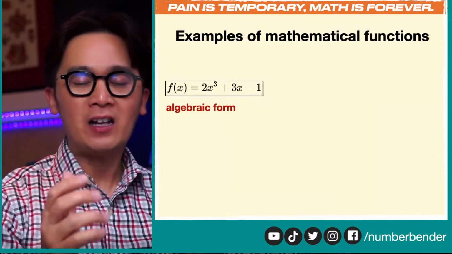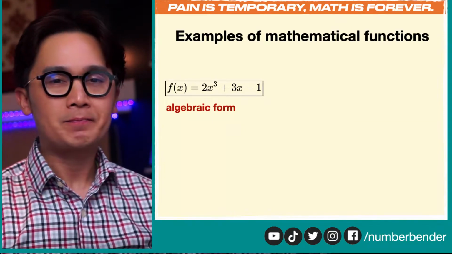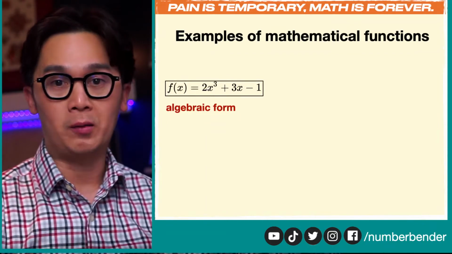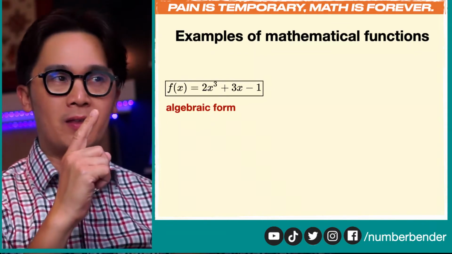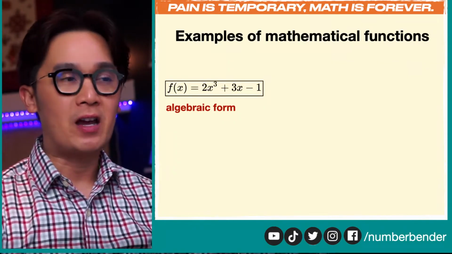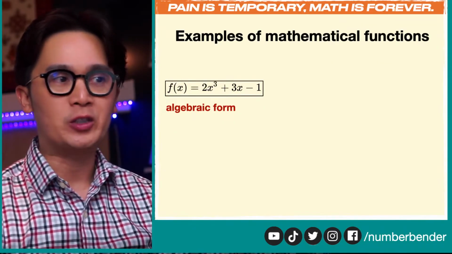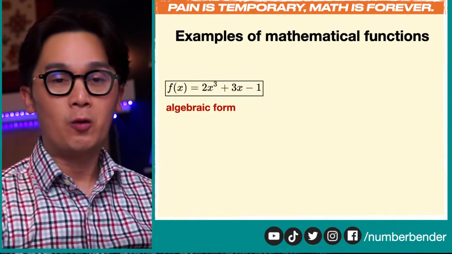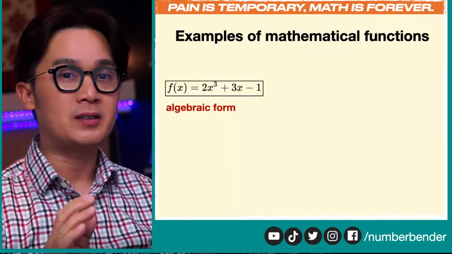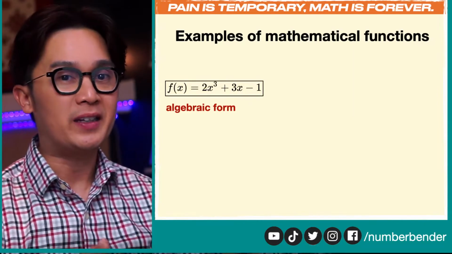So in calculus or in mathematics, functions or f of x can be represented in many forms. One of them would be the most familiar for most of you, which is writing out f of x in algebraic form. So we have here 2x cubed plus 3x minus 1, which is what we commonly see in our problems in basic algebra and intermediate algebra.